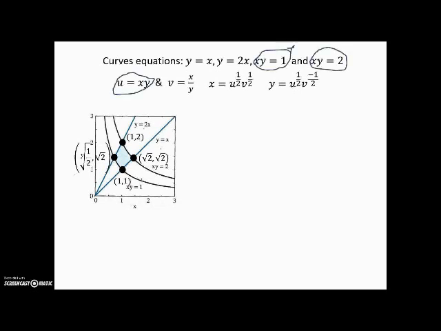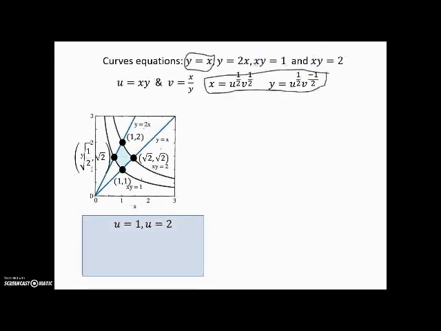Now notice that xy equals 1 and xy equals 2 and u equals xy. So that means that some of our curves are easy because u is equal to xy and xy equals 1 is one curve and xy equals 2 is the other curve. So two of our lines on the UV plane are u equal 1 and u equal 2. So that was kind of easy.